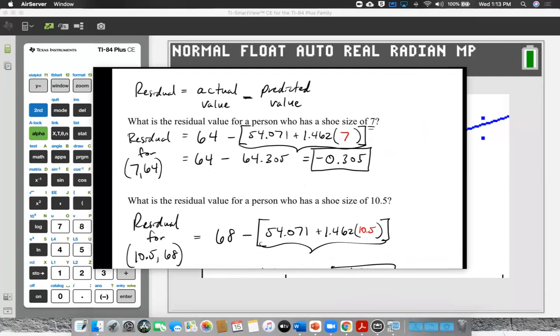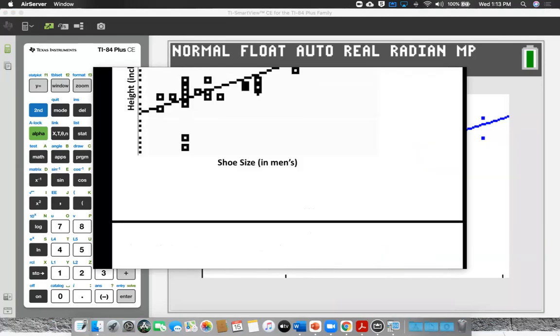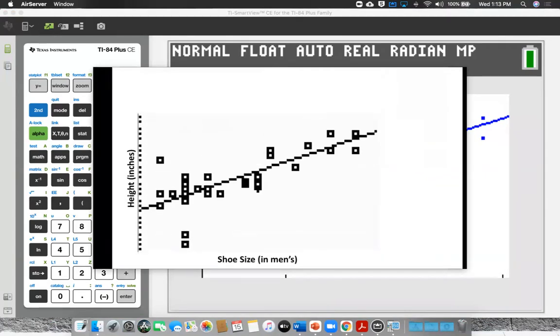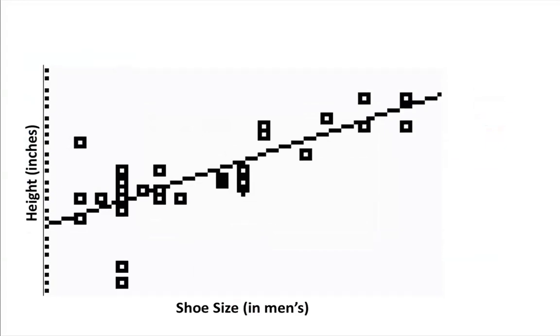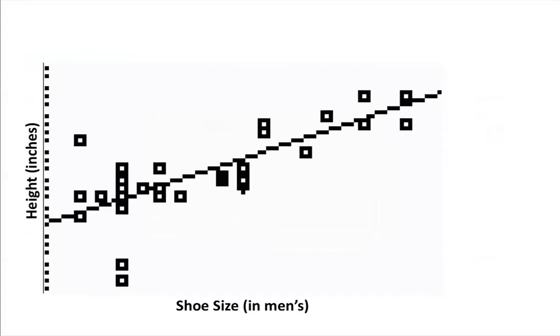So when do we get negative residuals? Let's look at the graph here. When do I get negative residuals? When it falls below the line. Yeah, when it falls below the line, it's going to be a negative residual. What caused it to be negative? It's less than what we predicted, right?